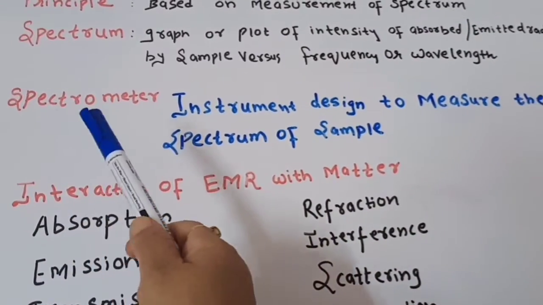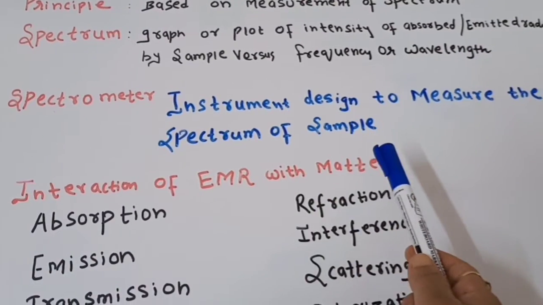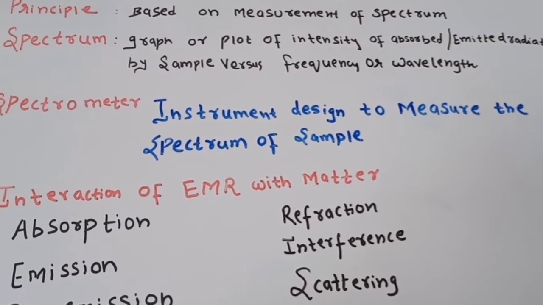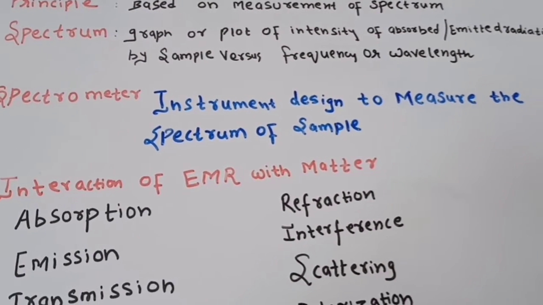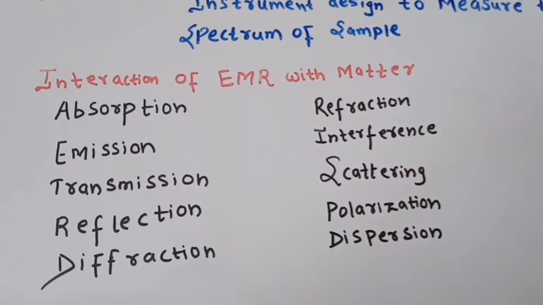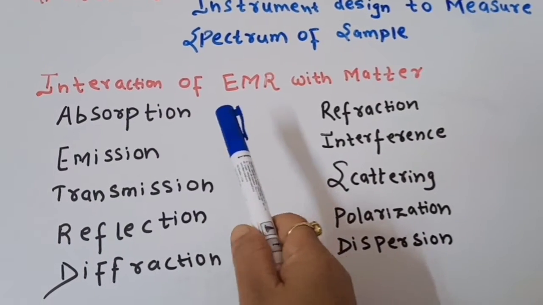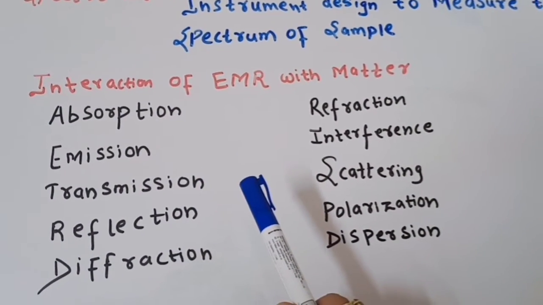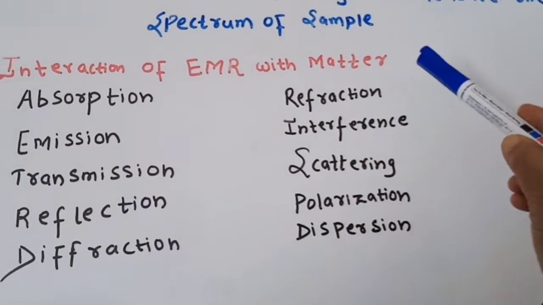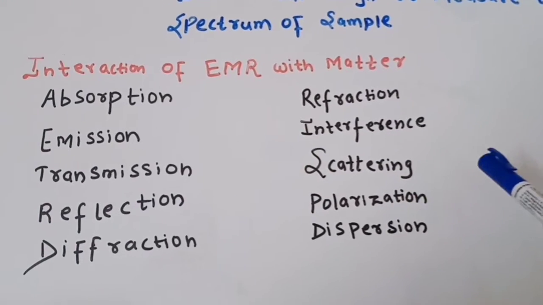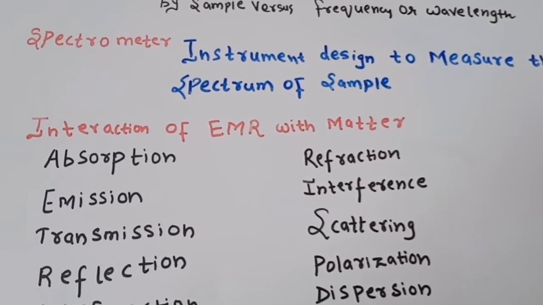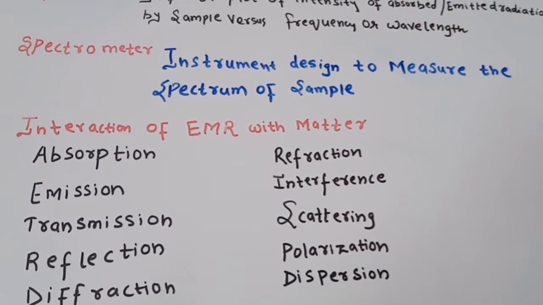There are various types of spectrometers, such as single beam spectrometers and double beam spectrometers. When you study a particular spectroscopy, you will come to know which type of spectrophotometer we are using. Then what phenomena take place when electromagnetic radiation interacts with matter? Absorption, emission, transmission, reflection, diffraction, refraction, interference, scattering, polarization and dispersion are all possible when electromagnetic radiation interacts with matter.